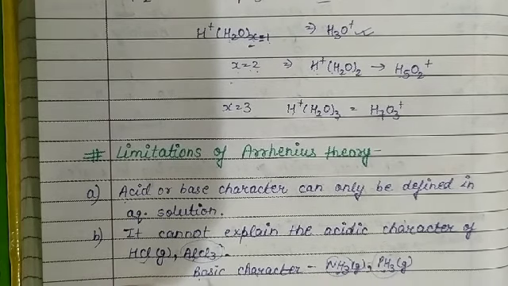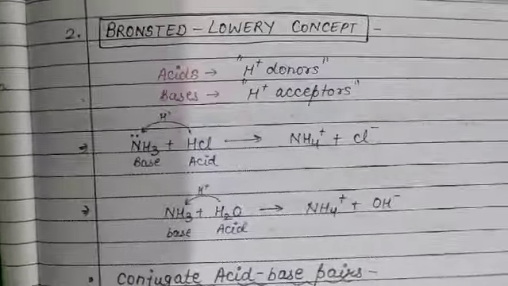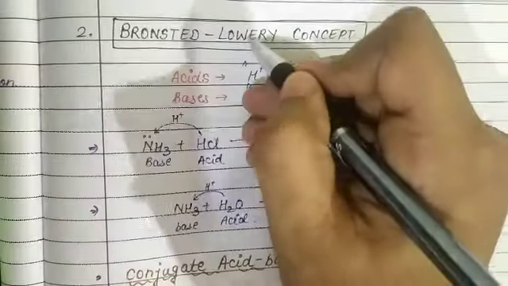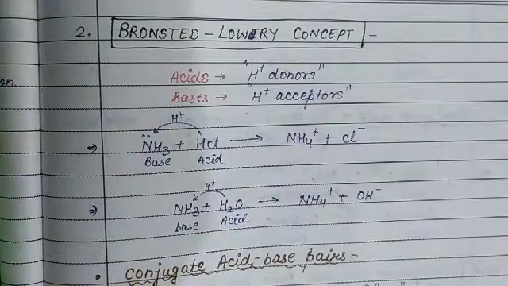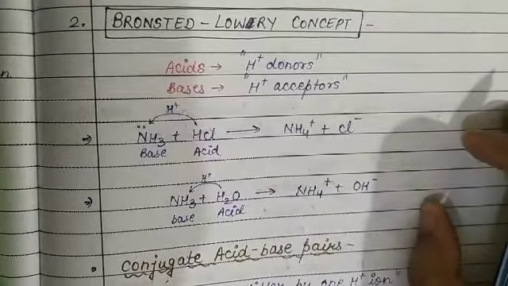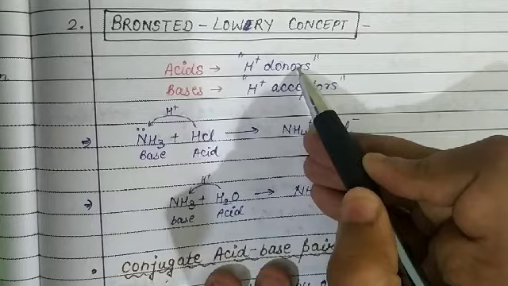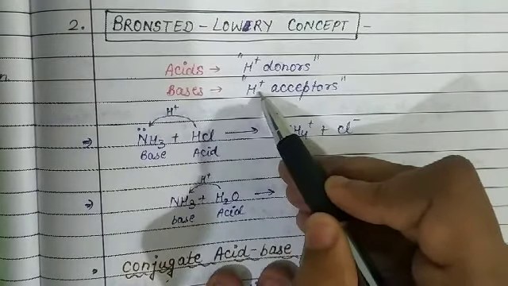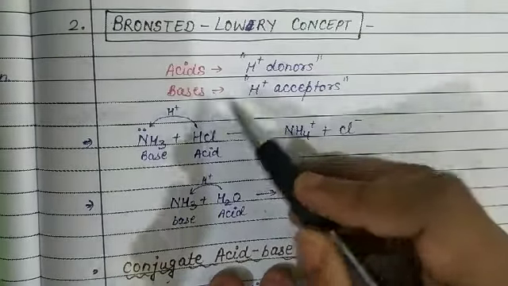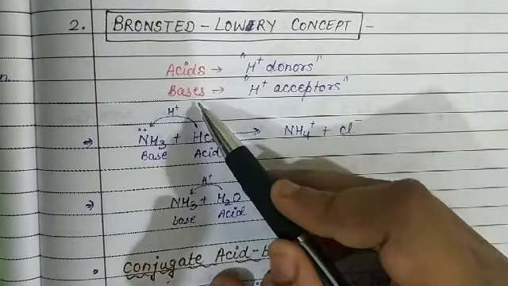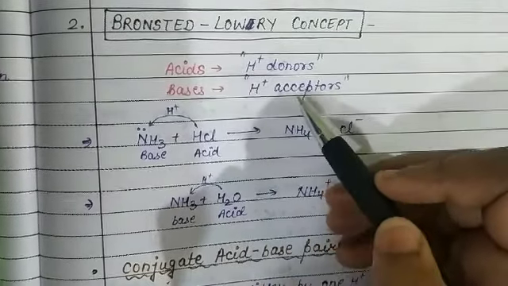So the next theory we are going to proceed with is the Bronsted-Lowry concept. See, what is Bronsted theory? According to Bronsted, acids are H plus donors and bases are H plus acceptors. So according to Bronsted, acids are H plus donors and bases are H plus acceptors.